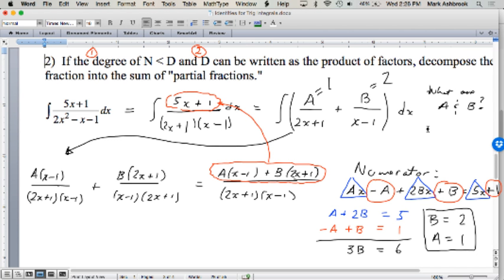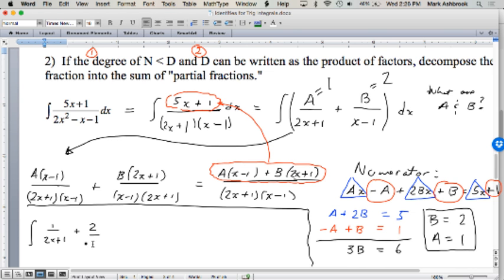So now we've got a variation on the form of the rate of change function that we started with. That's easy to do, right? So the final step is we can write the original integral as 1 over 2x plus 1 plus 2 over x minus 1.